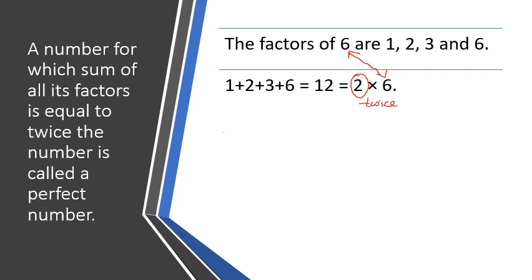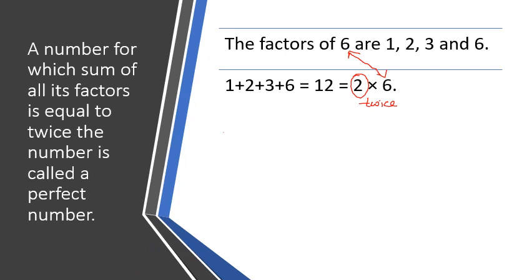Can you see? We have taken a number 6, for which the sum of its factors, we have taken all the factors 1, 2, 3 and 6 and we have found the sum of its factors, the sum has come as 12. And if that 12 is equal to 2 times the number, yes, 12 is equal to 2 into 6, then that number is called a perfect number. Got it, children? Then the number is known as a perfect number.